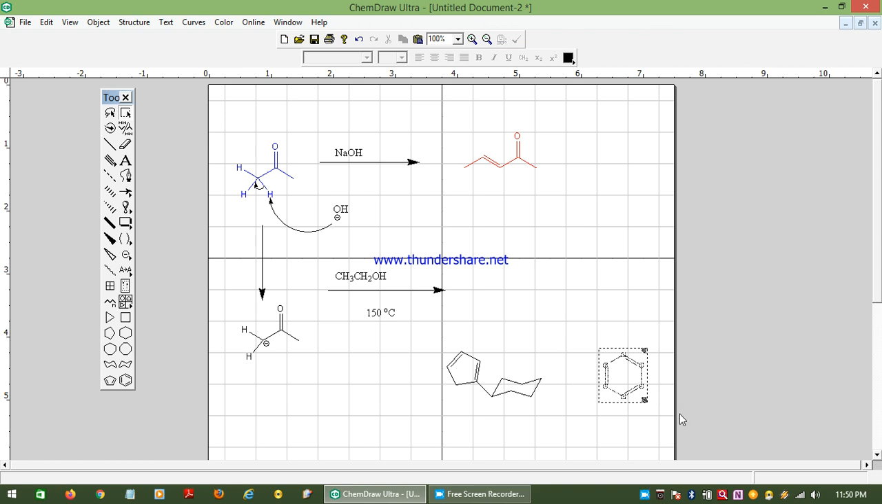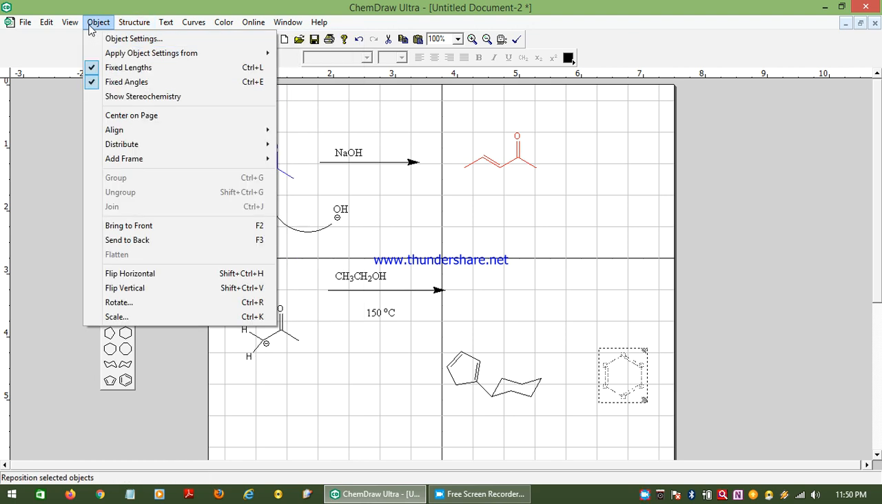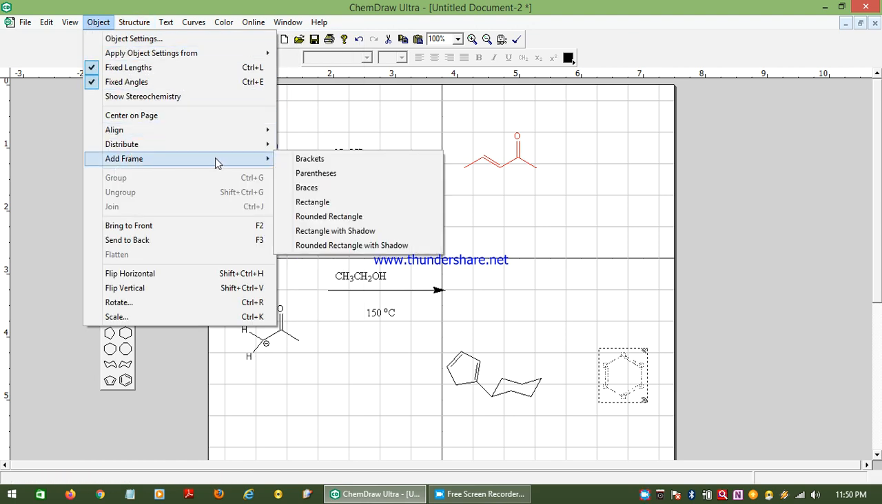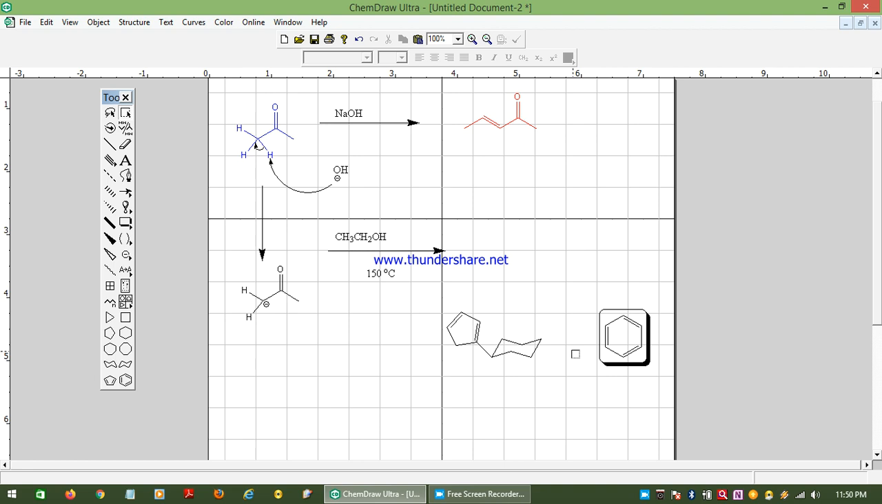There is another thing. For example, if you want to write this molecule in bracket, so there is another facility, add frame. Brackets are there, then rectangles, rounded rectangles with shadow available. For example, rounded rectangle with shadow. So you'll get this such type of thing. So you can decorate your pictures more and more.